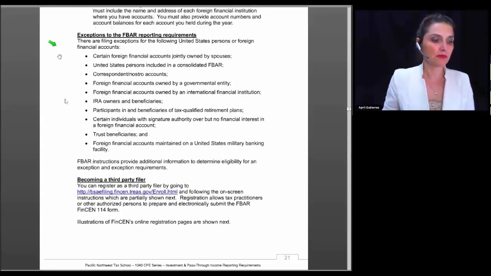Now, there are some exceptions to the FBAR reporting requirements. You're not required to file FBAR if you are a U.S. person, and the foreign financial account includes certain foreign financial accounts jointly owned by both spouses. If one spouse is reporting on FBAR their joint ownership with you and you have no other financial accounts, then you don't need to file your own FBAR. You can just go on that joint FBAR. Anytime you have your own separate financial account outside of the country, you still need to file your own FBAR. If you are a United States person included in a consolidated FBAR, also you don't need to file it.